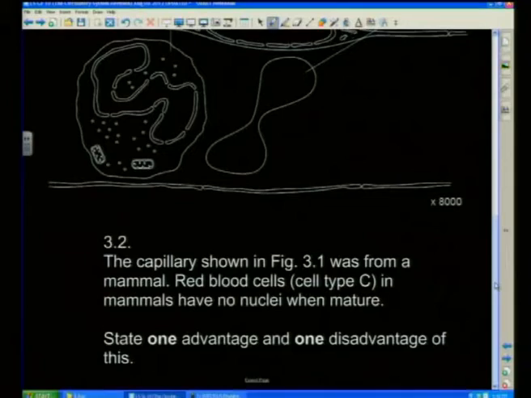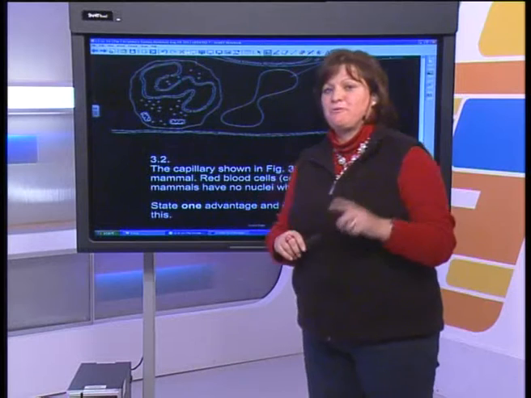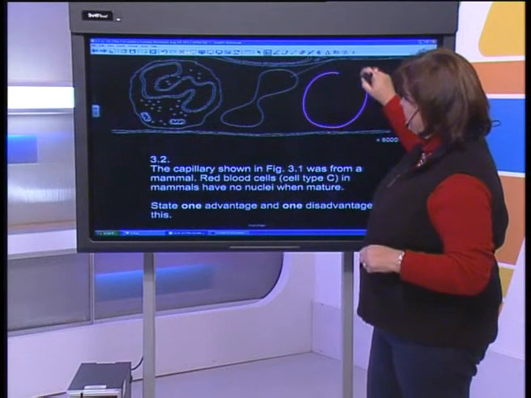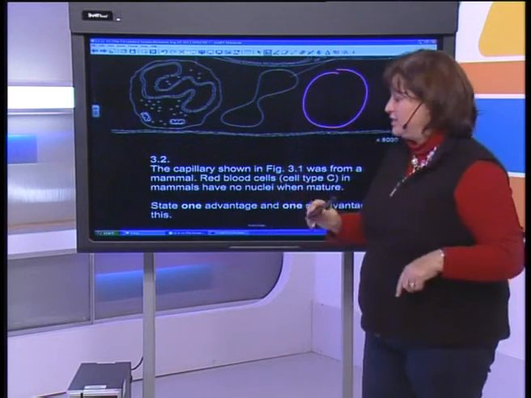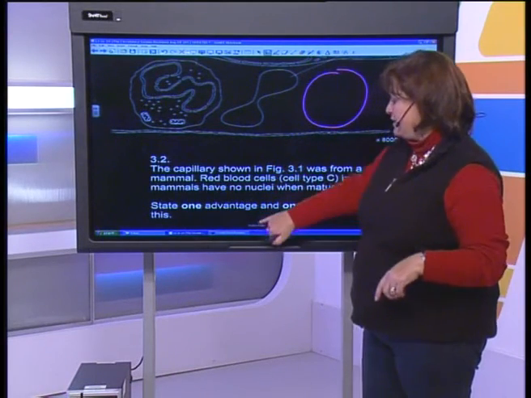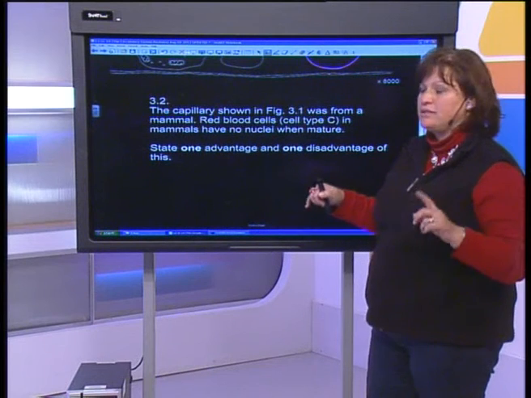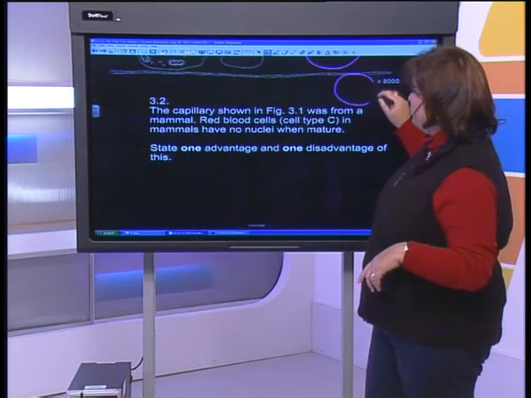Again, it's the same, we're looking at it. It says, the capillary shown in figure 3 was from a mammal. Red blood cells in mammals have no nuclei. State one advantage and one disadvantage of this. Our red blood cell, there we go, no nucleus whatsoever. What is the advantage? Think about what the red blood cell does.